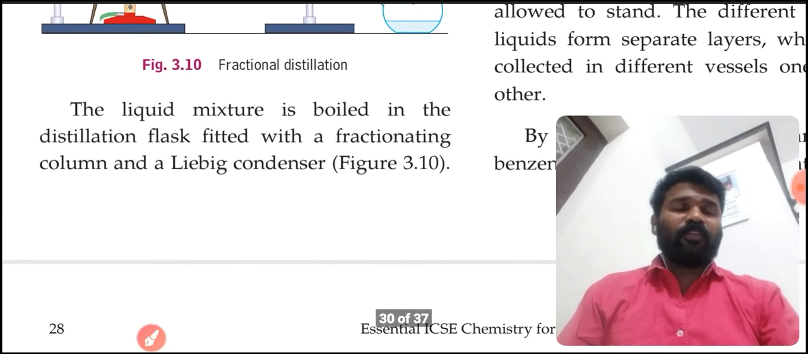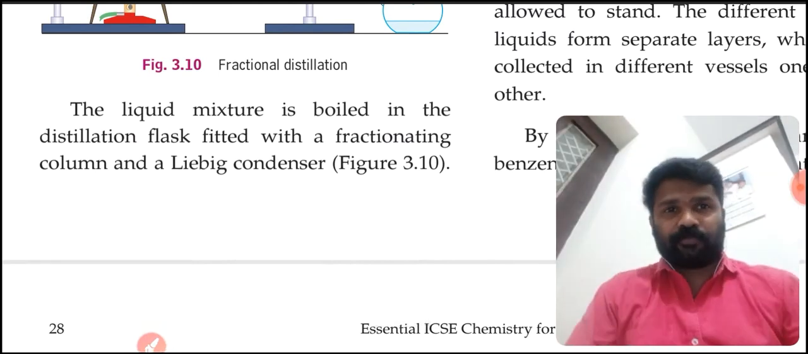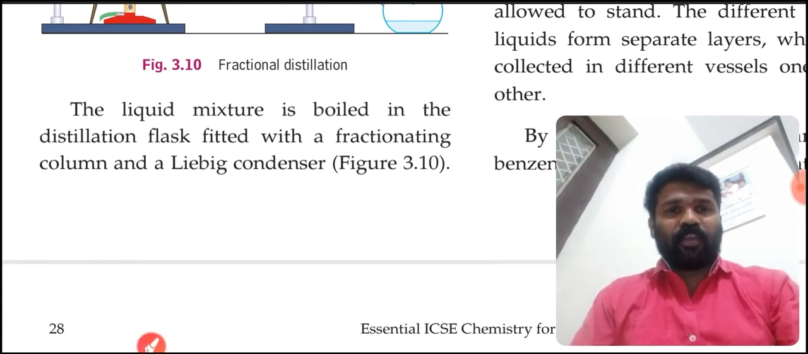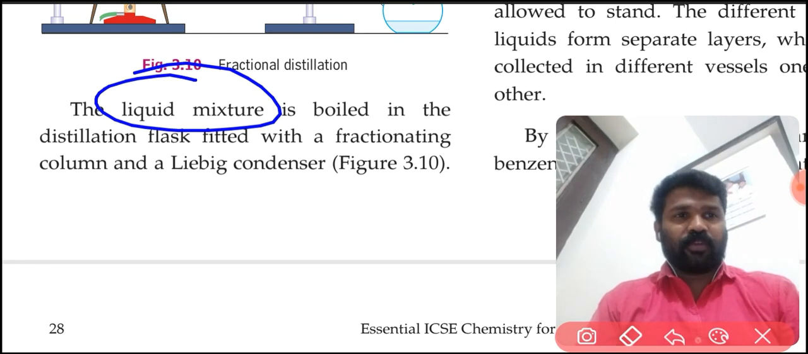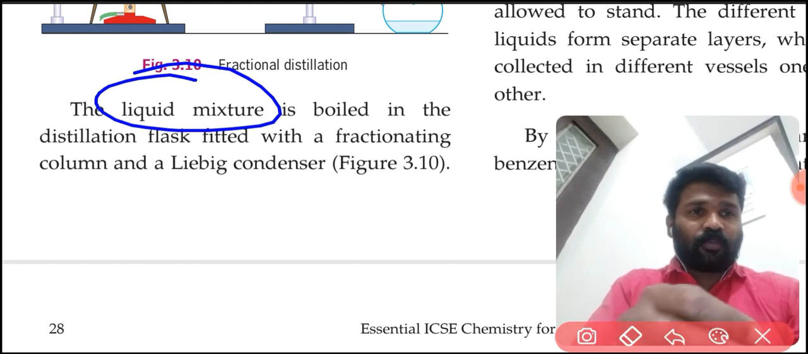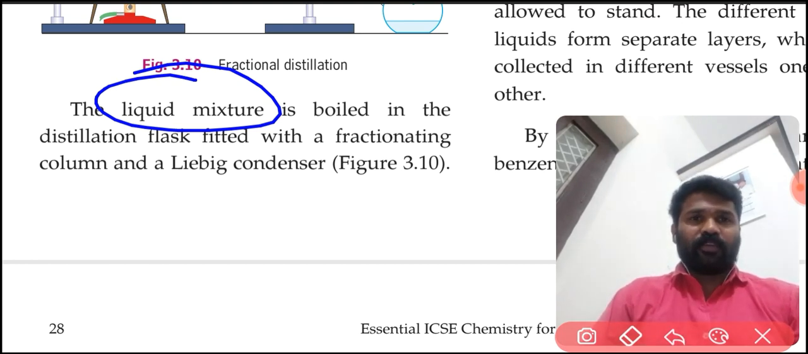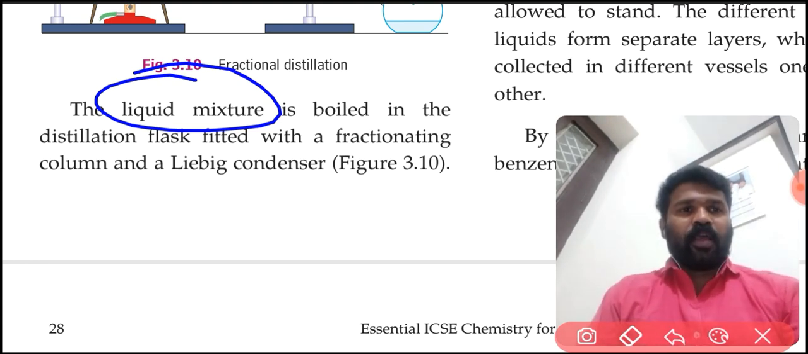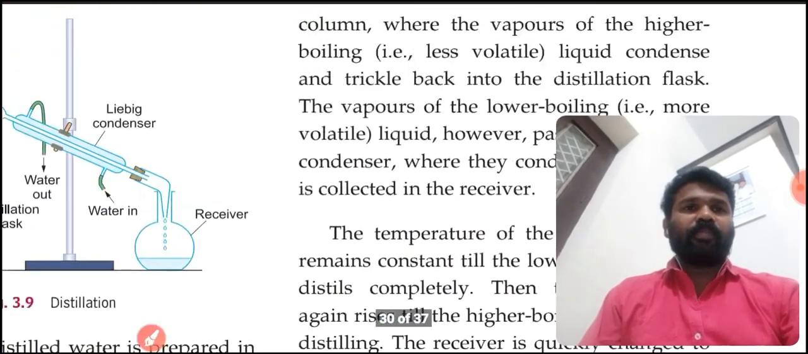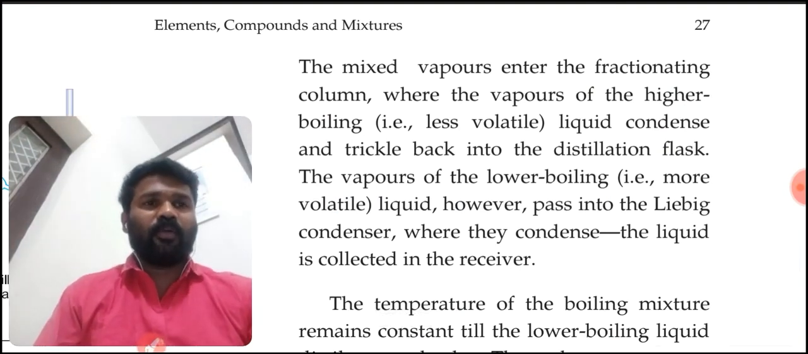And here, what is the difference between distillation and fractional distillation? Here we are keeping a mixture of different types of liquid. Here we are considering only a liquid mixture, not a solid-liquid mixture. In this mixture there are different types of liquids which have different boiling points. While we boil the liquid mixture in the distillation flask, it is fitted with a fractionating column and a Liebig condenser.